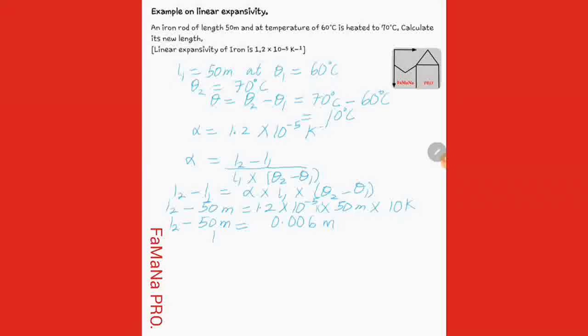So the final or the new length of the iron rod after it expanded will be 0.006 meters plus 50 meters. So you are going to have 50.006 meters. That will be the new length of the iron rod that we have been asked to look for. I hope you understand this example.